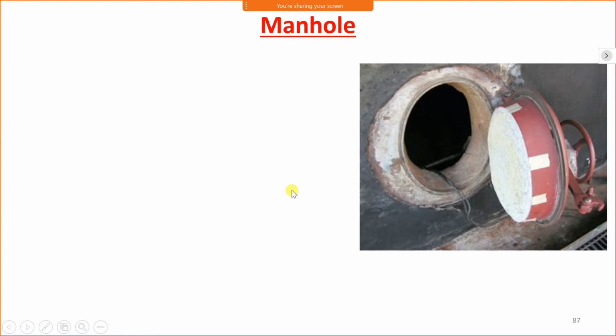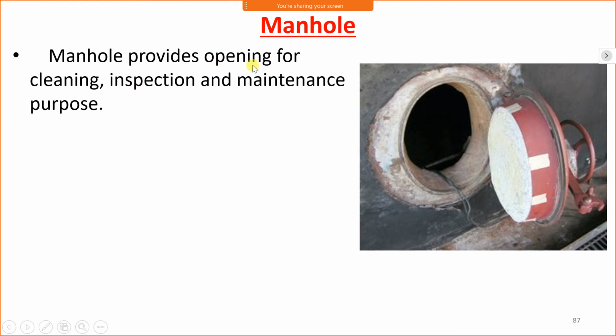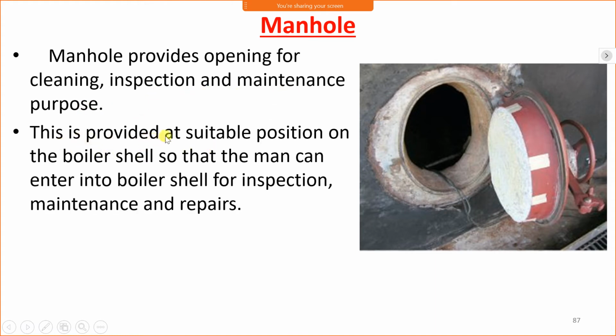Next, the manhole. This is the photo of the manhole which is provided in the boiler. The manhole provides the opening for cleaning. It is provided for cleaning, inspection and maintenance purposes. It is placed at a suitable position on the boiler shell so that a man can enter the boiler shell for inspection, maintenance and repair.